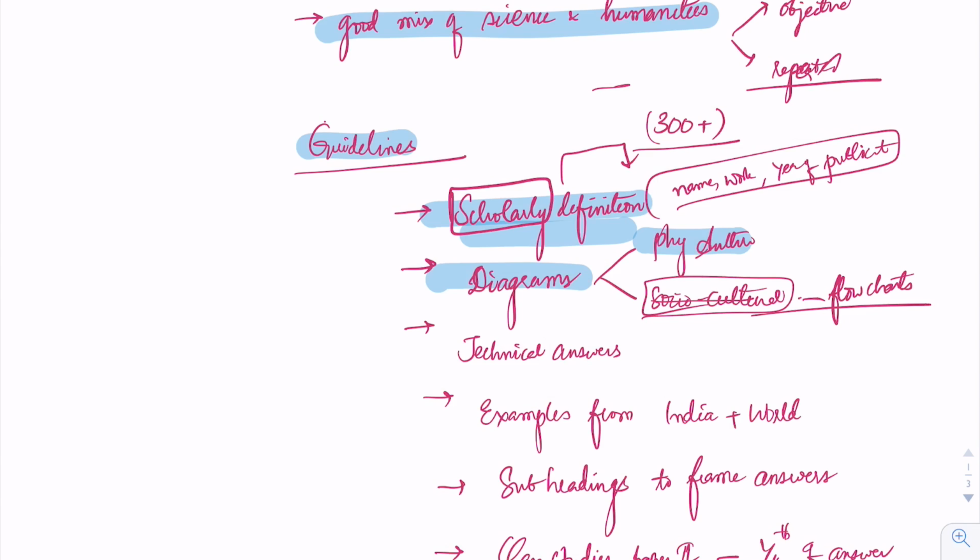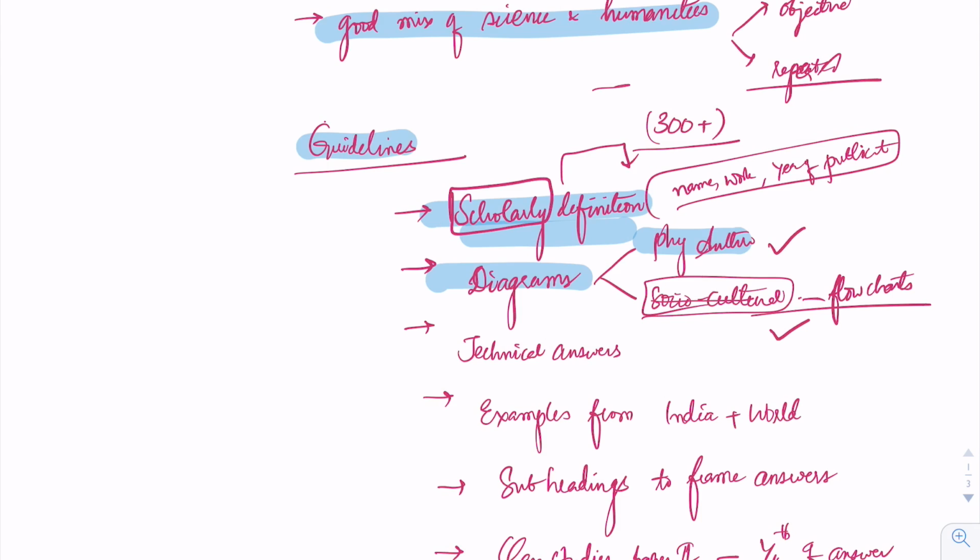The complete list of diagrams for both physical anthropology and socio-cultural anthropology topics is beyond the scope of the book or this video. I had shared the complete list of diagrams on my blog post on anthropology. Just do a Google search for Anudeep anthropology and you will find relevant articles on my blog.